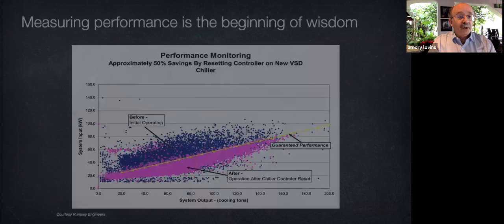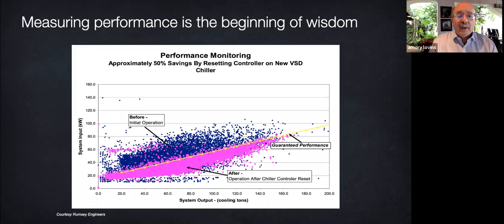Now, in this case, Liang Lock saved about half the electricity used by a big new variable speed chiller by resetting its controls so it ran properly with tens of kilowatts less power. We went from the dark blue to the magenta zone. And to persuade the owner to let him do this, Mr. Lee just showed him this graph of measured performance. The yellow line is called the guaranteed performance curve. And if Mr. Lee's retrofit beats that line, if he's under it, he gets paid. Otherwise, he doesn't get paid.